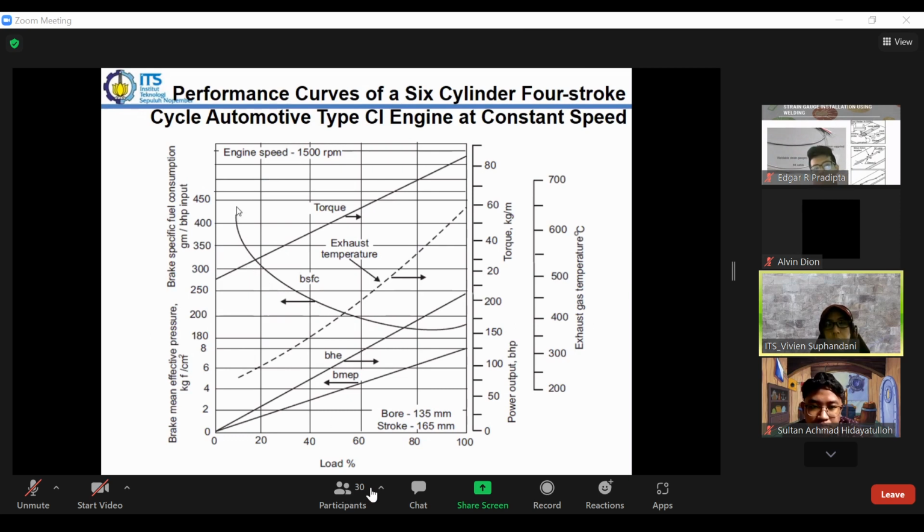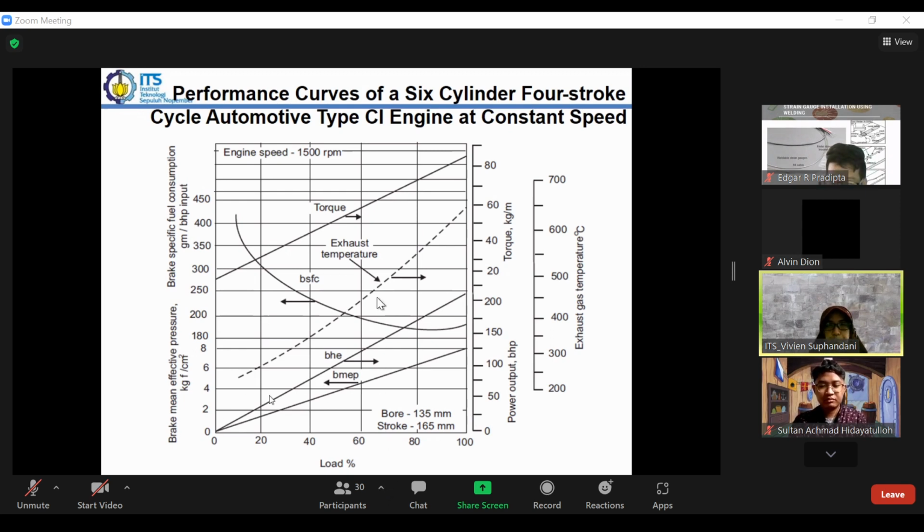and also the BSFC is at maximum at very low load, going very high at low load, and then it's decreasing and going up again. And this is the exhaust gas temperature here. Then here we have the power output, the brake horsepower. It's increasing a lot, up to the maximum at 100% load, the maximum load that can be achieved. And the BMEP is also increasing.